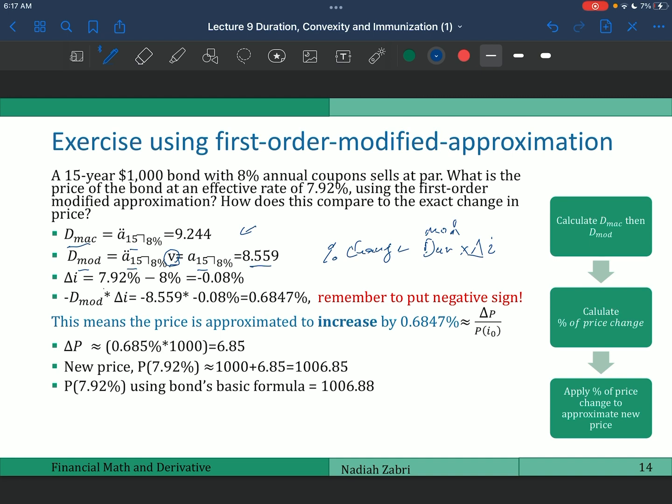So here I am multiplying. First I find the change of i. It is negative 0.08%. So it is a decrease of yield by 0.008. To get the percentage change, I do this: remember to put the negative of the duration times the change of i, and you get the percentage change. Remember to put the negative sign. One way to check is that the percentage change will always be of opposite sign to our change of yield. Now our yield is decreasing, so our price should be increasing. It should be an opposing sign.